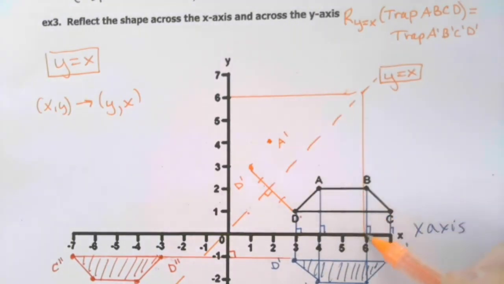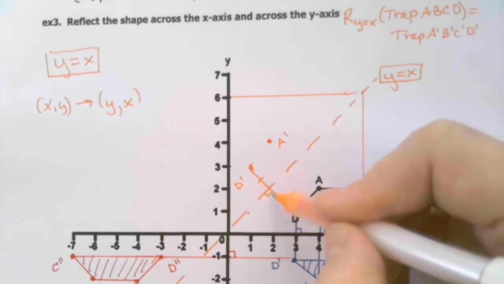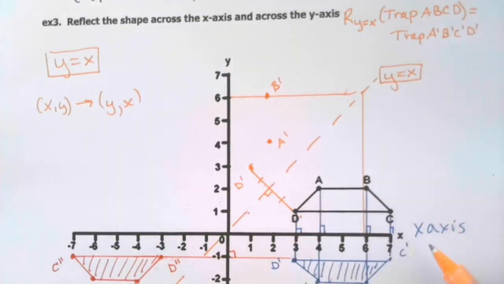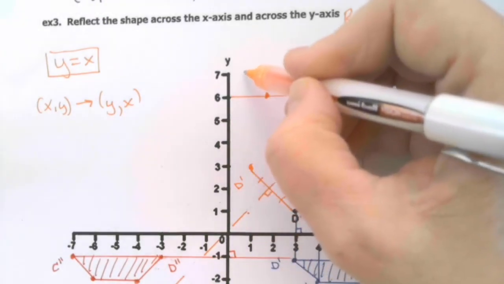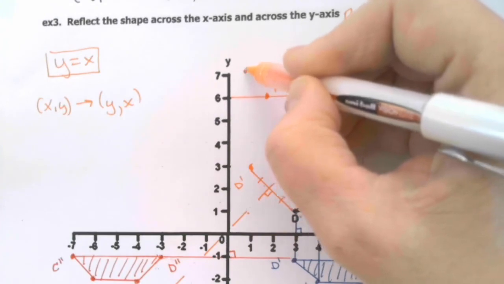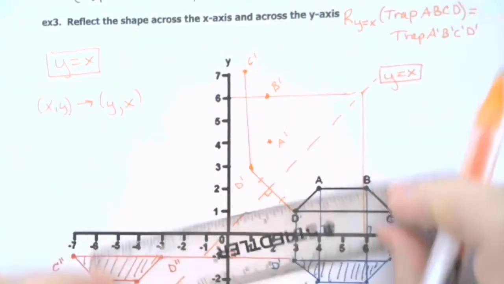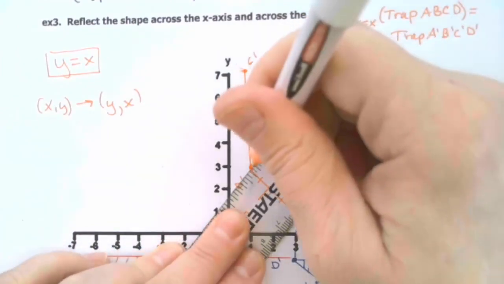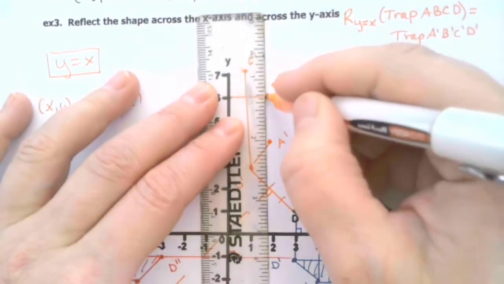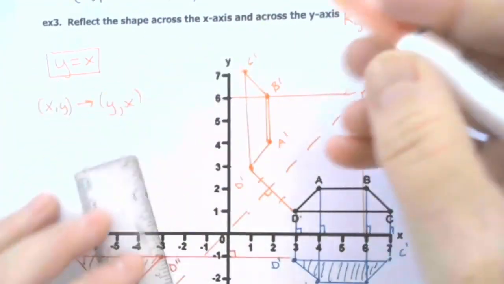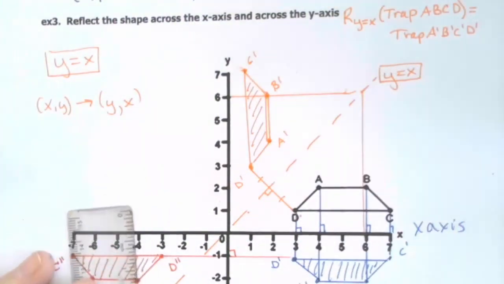Okay, B is 6, 2. The new B will be 2, 6. And C is 7, 1. The new C will be 1, 7. There is your new figure.